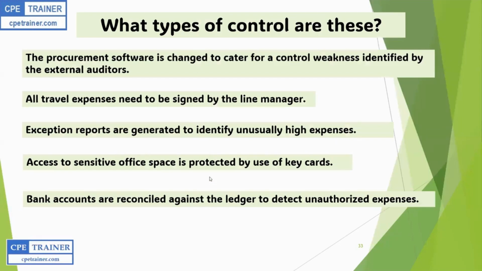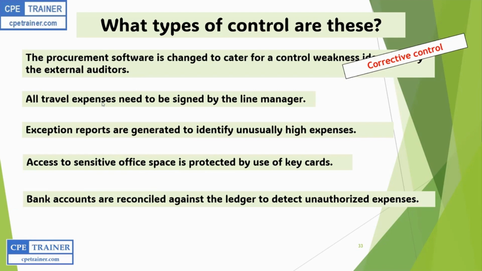Now I would like to come up with some practical examples of controls. So a procurement software is changed to cater for a control weakness identified by external auditors. So somebody has actually found some software that is not working. Yeah, it's a software patch, and therefore it's an example of a corrective control.